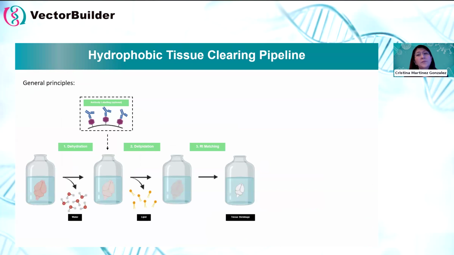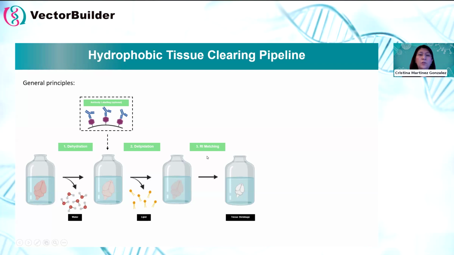And basically, the principles of hydrophobic or solvent-based clearing include dehydration steps of the tissue. We need to remove all the water to start with. Then we can do antibody labeling, which is optional. We can label with antibodies or not, or we can use dyes to label different structures. Then we need to remove all the lipids, because the lipids are what actually make the light scatter through the tissue. This step is called delipidation.